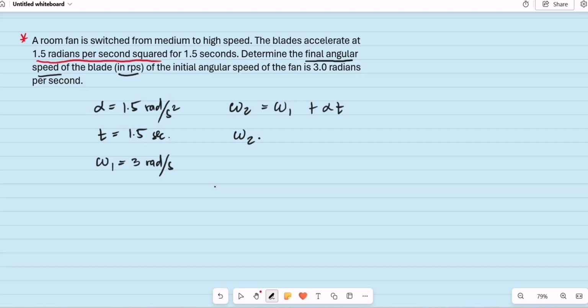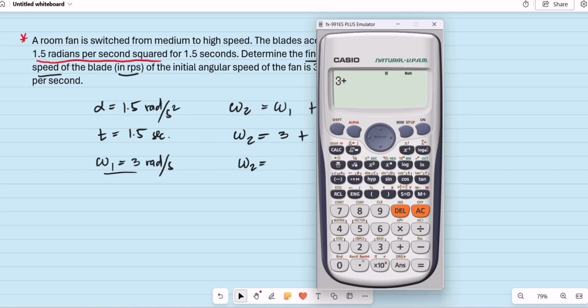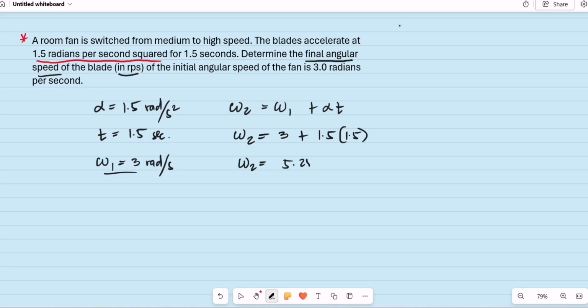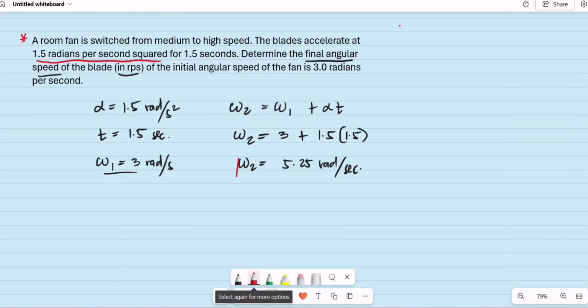So the final angular velocity should be equal to the initial, which is 3, plus the angular acceleration, 1.5, times the time, also 1.5. The final angular velocity will be equal to 3 plus 1.5 multiplied by 1.5. This is equal to 5.25 radians per second. So this will be our answer for this simple example, our very first example.